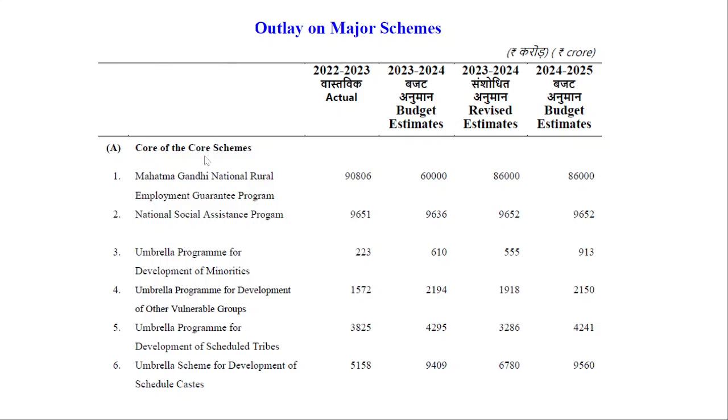If you observe this, this is MGNREGA, Mahatma Gandhi National Rural Employment Guarantee Program. Last year it was 60,000. This is 22-23. Okay, you need not remember 22-23, but 23-24. This is the budget estimate. So in 2023, when the budget came, this is the estimate they have given.